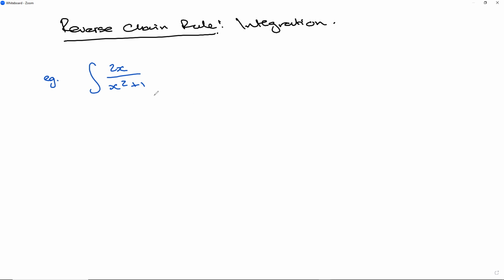Firstly, if I just take out the x squared plus 1 component from the bottom here, that can be rewritten as 1 over x squared plus 1. And we know that if we integrate it and we want to go back, the original function should be y equals ln x squared plus 1.